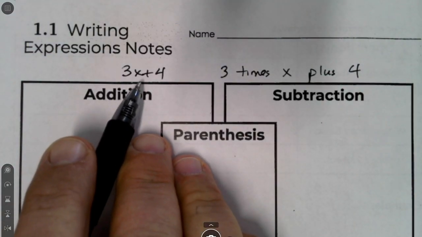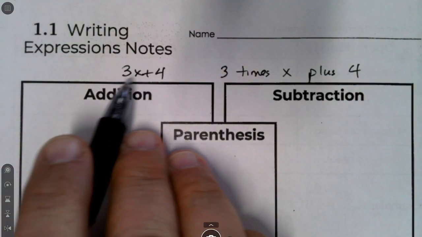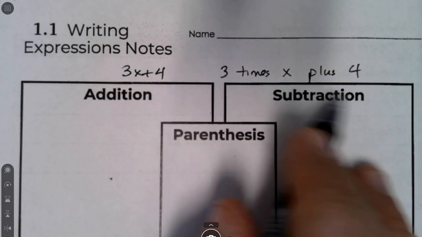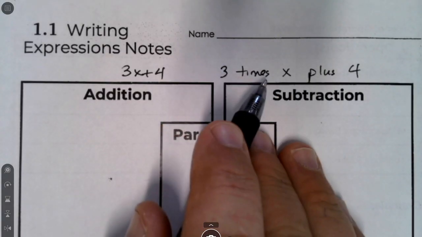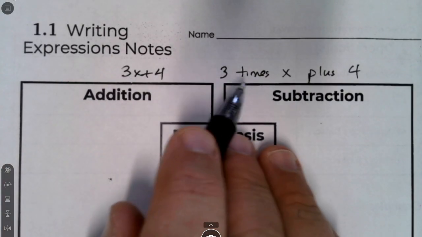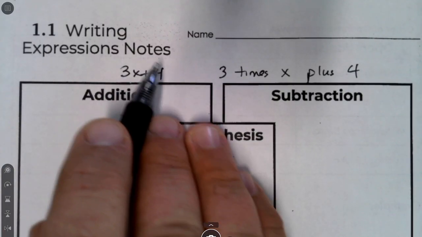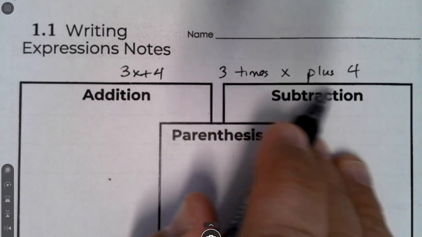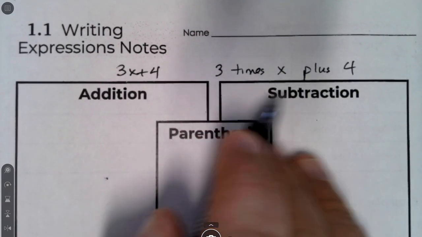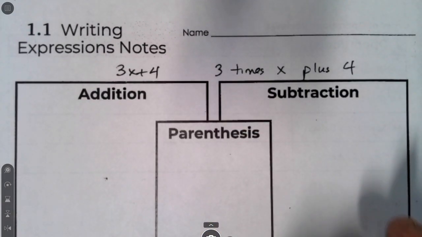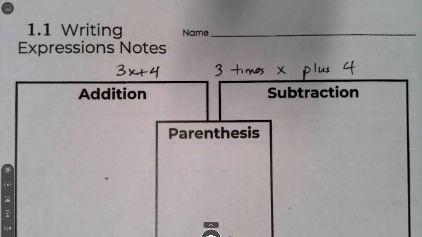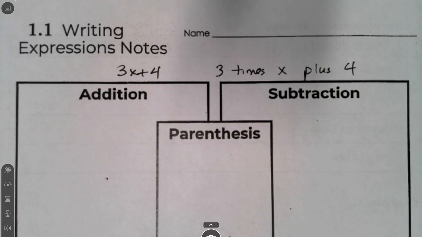So this is written in math language, algebraic expression, the way they say it. This is written more in English words, 3 times x plus 4. So these two things both mean the same thing, and sometimes you'll be given this and asked to write it in verbal form. Sometimes you'll be given this and asked to write in algebraic form. So to help make sure we know how to go from one to the other, we're going to talk about the words that are associated with these different operations.